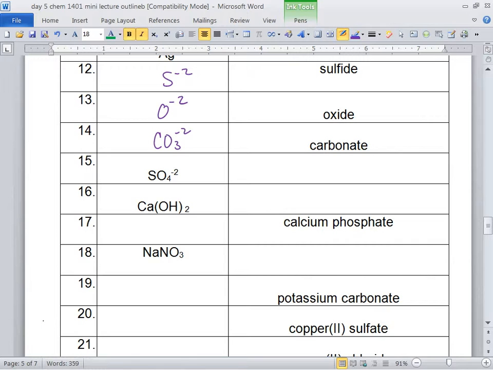Now, when you start with 16, you're naming the entire compounds now. Because notice there's no charges, so you want to look and see if it's molecular or ionic too, and be careful, because they could be thrown in there.